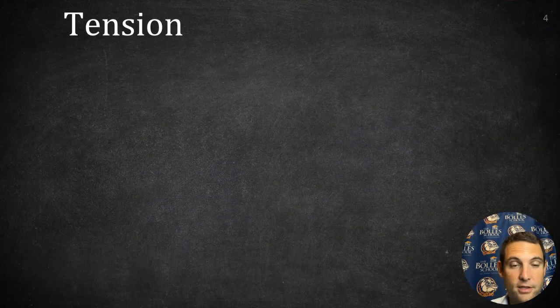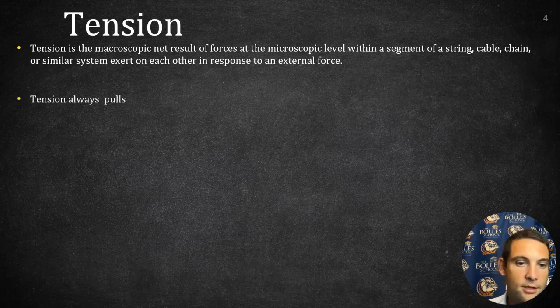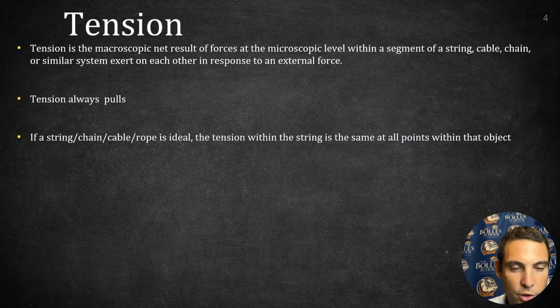First up, tension. Tension is a macroscopic net result of forces at the microscopic level within a segment of string, cable, chain, or similar system that are exerted on each other in response to an external force. So when you pull on a rope, there are atoms within that rope interacting with each other to produce this overall tension. Tension will always pull. You cannot push with a string.